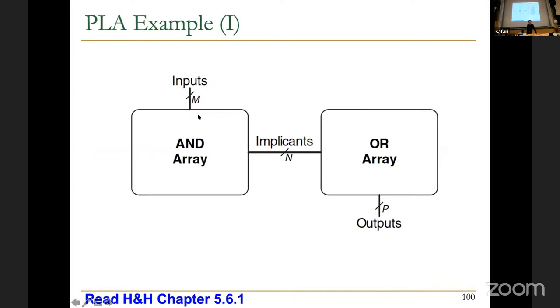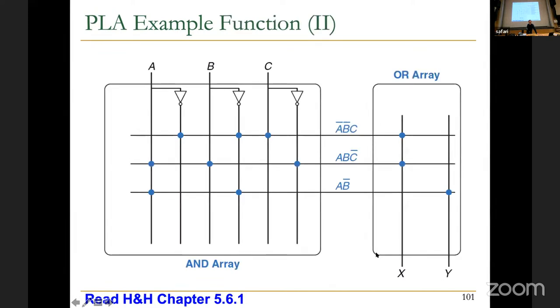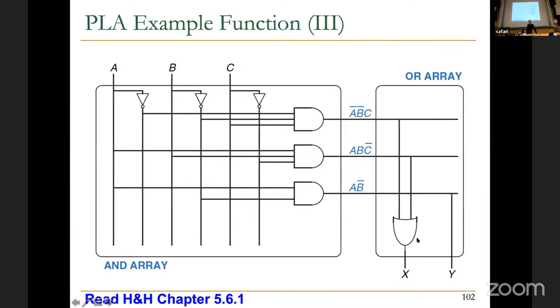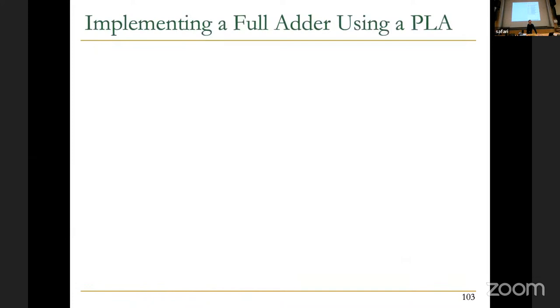Basically, you can also think about this as an AND array and an OR array: M inputs, and then you get the min terms or implicants. And then you do the connections such that you get the outputs. So this is one example. Actually, maybe this is a better example. In this particular case, this output requires A bar, B bar, C, and this requires A, B bar. This is not exactly a PLA, but you can think of this as a PLA also. But let's implement a full adder using a PLA.